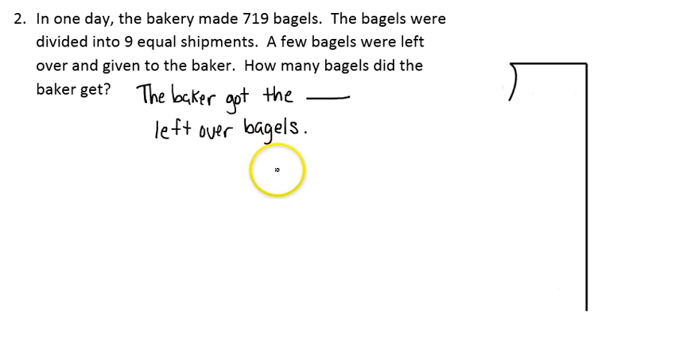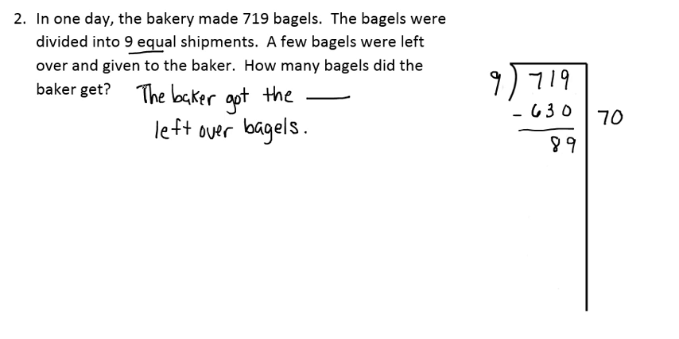To work my numbers into my division bracket, I know I have 719 bagels. That's my dividend. We're dividing them into 9 equal shipments, so 9 is my divisor. Thinking of groups of 9 that I can get out of 719. Well, I know 7 times 9 is 63, so I'm going to start with 70 times 9. That's 630, and I can subtract that.